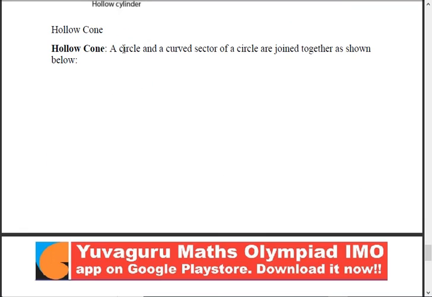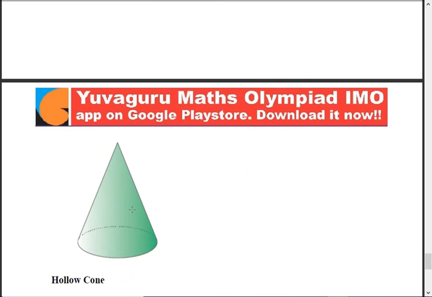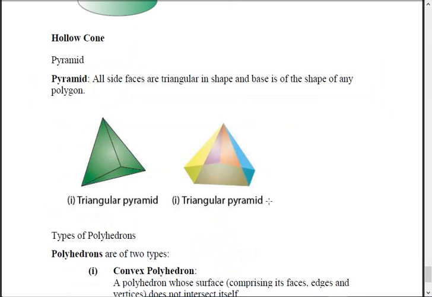For a hollow cone, a circle and a curved sector of a circle are joined together. This below circle, and a curved sector of a circle, means cut this sector of a circle and join it. Then you will form this top edge over here, this point, and everything inside will be empty.